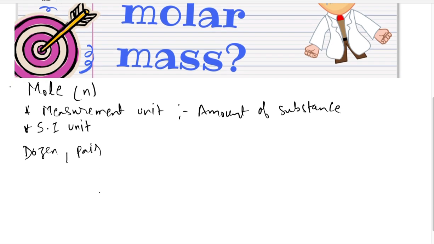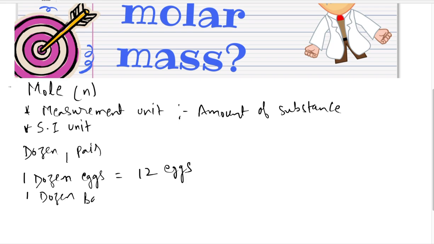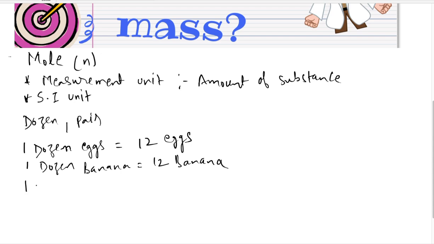So when I say I have 1 dozen eggs, it means I have 12 eggs, right? If I say I have 1 dozen bananas, that means I have 12 bananas, right? Similarly, if I say I have 1 pair of shirts, what does it mean? It means I have 2 shirts, right? So these numbers are fixed. If I say 1 dozen, it means 12. If I say 1 pair, it means 2.